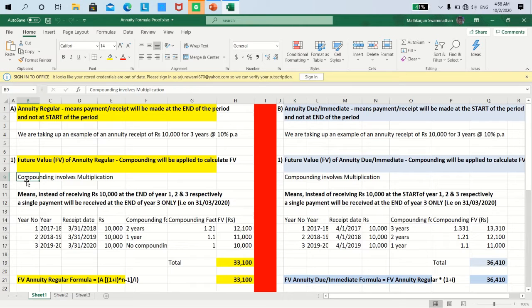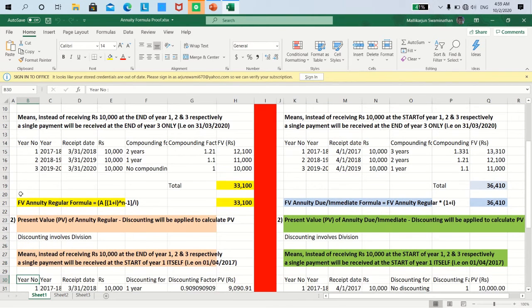And that's exactly what I have highlighted in row number 9. I have written there, compounding involves multiplication. Now, in this example, we need a start date and the installment dates. The start date is assumed to be 1st of April 2017, which is highlighted in row number 28 in pink color, and then we have the installment dates, which will be 3 in number.